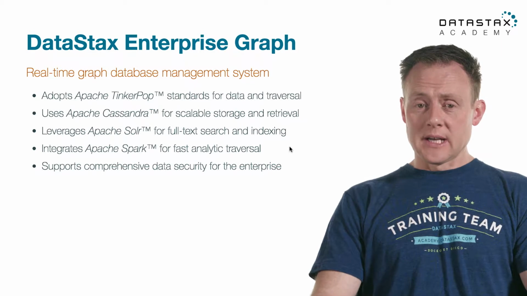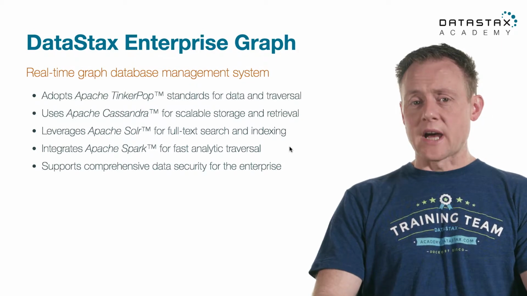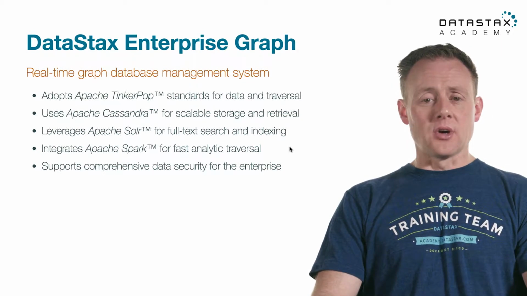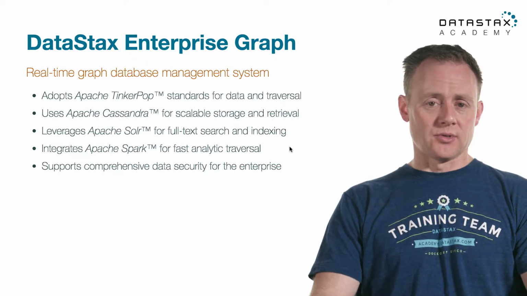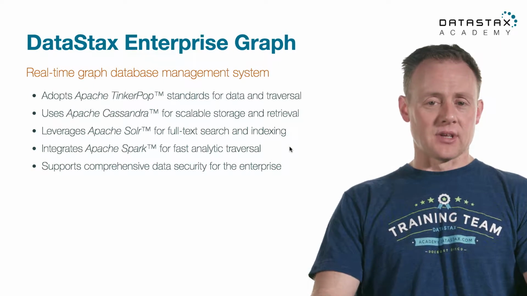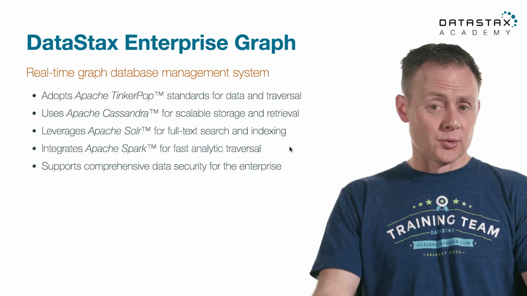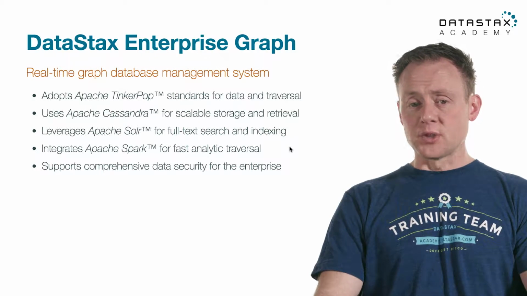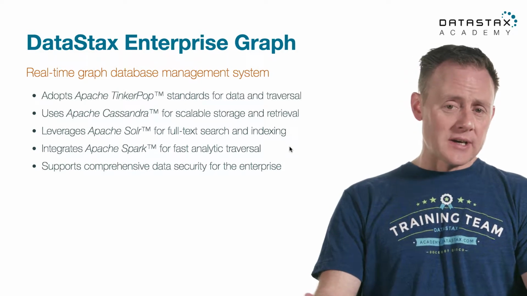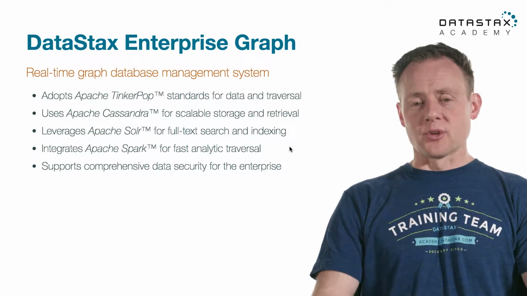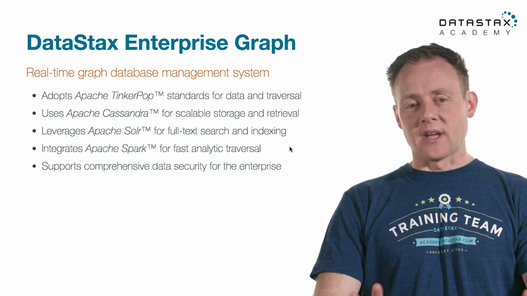Now, it is a real-time transactional OLTP graph database, and it's based on some battle-tested open source components. There's Apache Tinkerpop, that's the basic graph data model, and the traversal language comes from Tinkerpop. Apache Cassandra, of course, this being DataStax Enterprise, provides the underlying storage layer. Some full-text search and indexing features can be provided by an integrated Apache Solr, and of course there's Apache Spark in there for fast analytic traversals. But DataStax Enterprise Graph is a little bit more than the sum of those four parts.